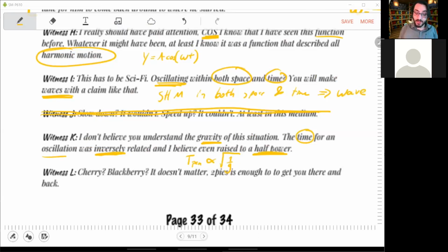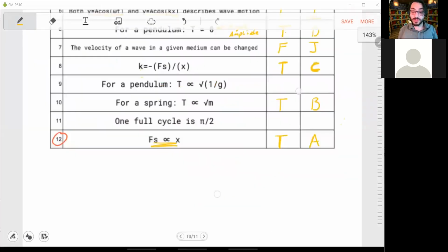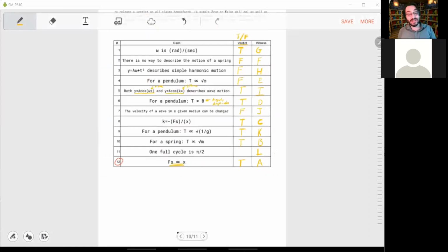Looking here, the period for a pendulum is proportional to the square root of 1 over g. That is absolutely true. And who says that? H, I, J, K. That's K. And already we know H, I, J, K, L. This is witness L, the last one. That's what's nice about the matching section, is that you could always just fill in the last one. But let's actually look at it.